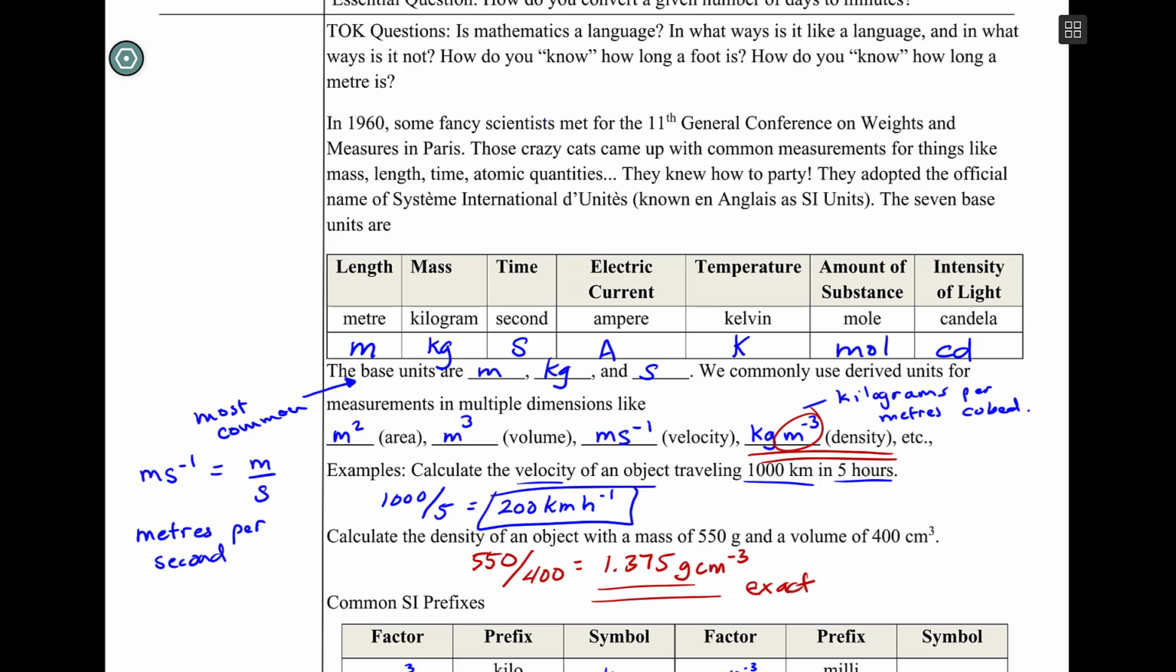Okay, so now let's talk about some of the other SI prefixes. That's up next.